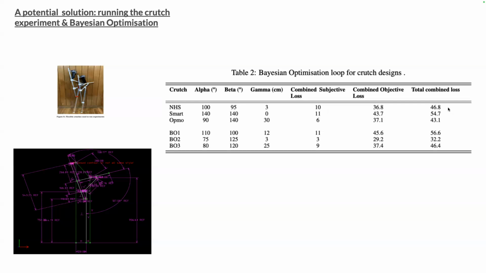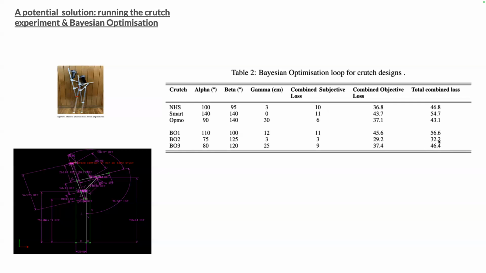So we start off with these 3 runs, and this combined loss is this combination of the subjective and objective loss on the right. Now, the B01 is that first Bayesian optimization suggestion. As you can see, the loss increases. It is exploring. But already by B02, by the second suggestion, the loss has decreased by about 40–50% compared to any of the other previous best crutches that we had.